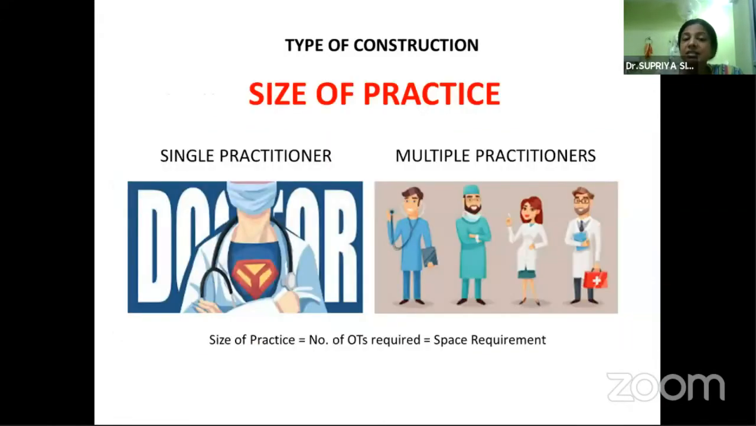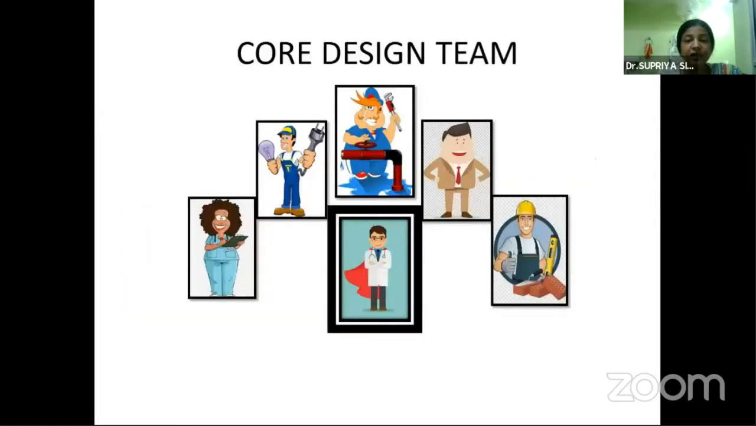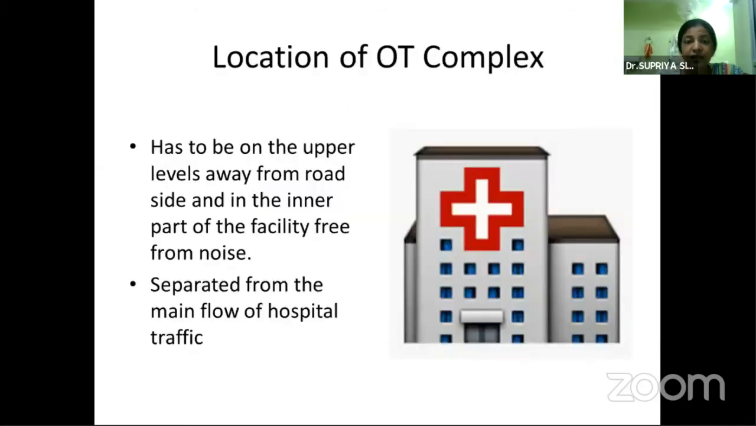The next thing to consider is the size of practice, as it is directly correlated with the number of OTs required and with the requirement of the space. Designing an OT complex is not merely a simple civil engineering work, but a combined effort of all the departments. So make a core design team comprising of senior nurses, electricians, plumbers, administrators, builders, and of course a surgeon. Try to visit as many theaters as possible to understand what works and what does not work and to gain from their experience. The OR has to be located on the upper levels and in the inner part of the facility to prevent dust exposure.